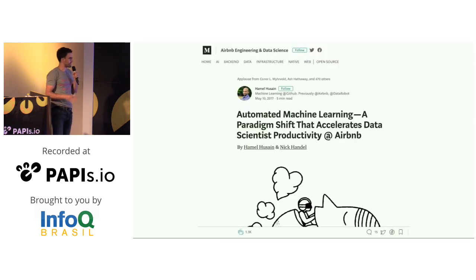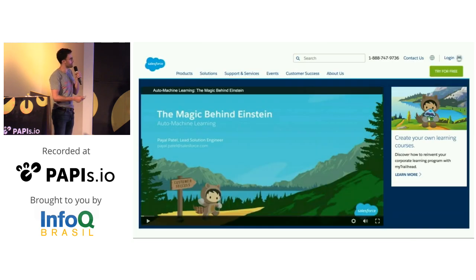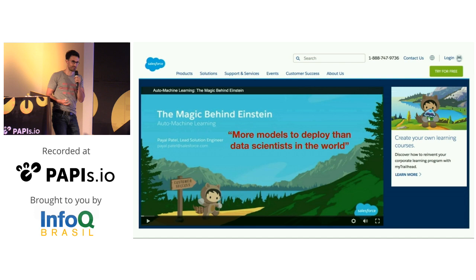But it's not just fancy machine learning products and research projects. There are also major companies that do automated machine learning in production. I'm taking two examples because we've got a speaker from Airbnb, that's one. And the other one is Salesforce. We had a talk from someone at Salesforce a couple of years ago, I think, and what that person was saying is that they have more models to deploy than there are data scientists in the world. And in those cases, the only solution is to automate part of the job of the data scientist.